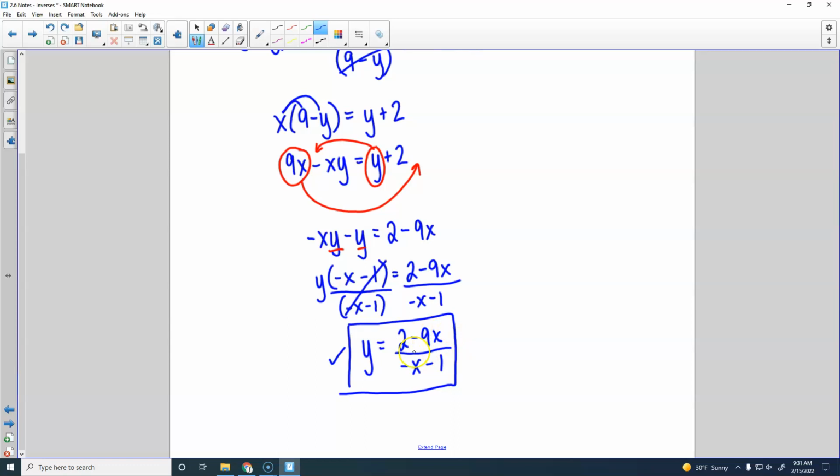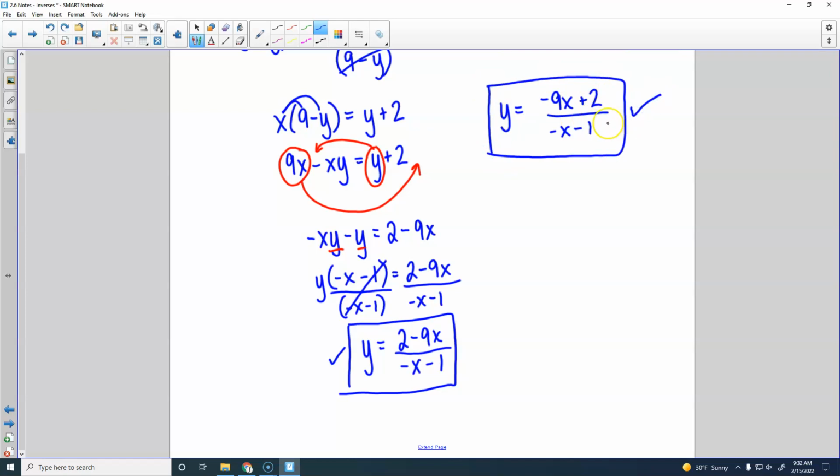So here are some other ways that this could look. Obviously, you can switch the order of stuff here. So it might look like this, y equals, maybe negative 9x plus 2 over negative x minus 1. Like that's an option, right? Or even in the bottom, you might have negative 1 minus x. That's a possibility. So this would also be correct.